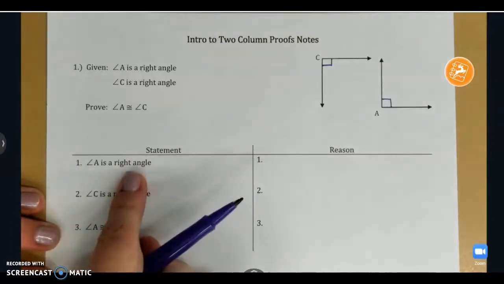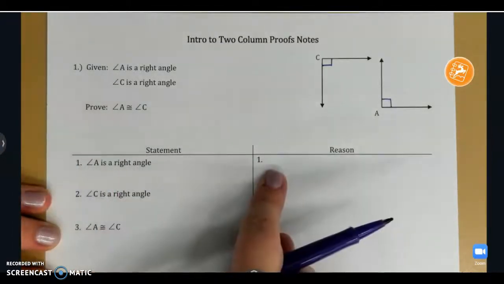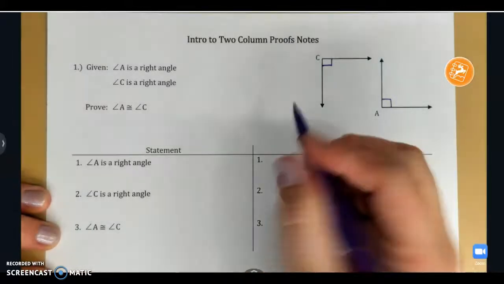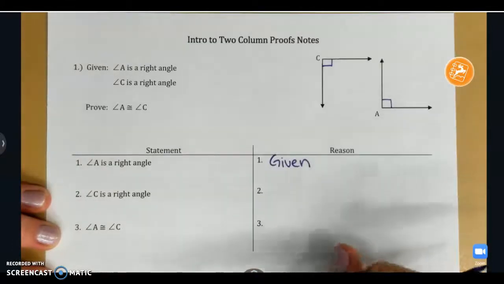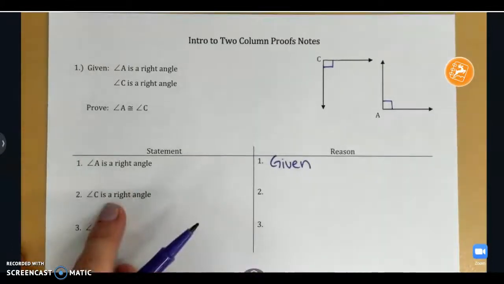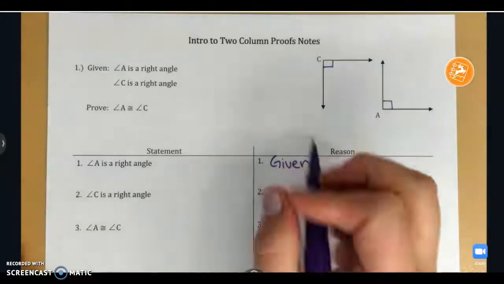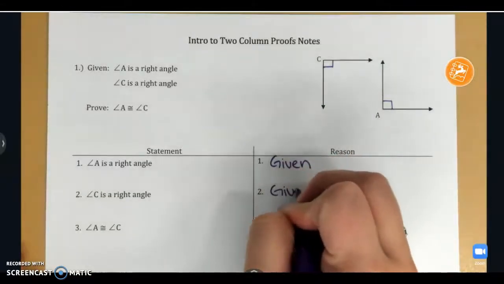So statement one, angle A is a right angle. Well, the reason I know this is because it was given to me. So my reason for that statement is that it was given. Same thing for angle C. We were told in our givens that angle C is also a right angle.